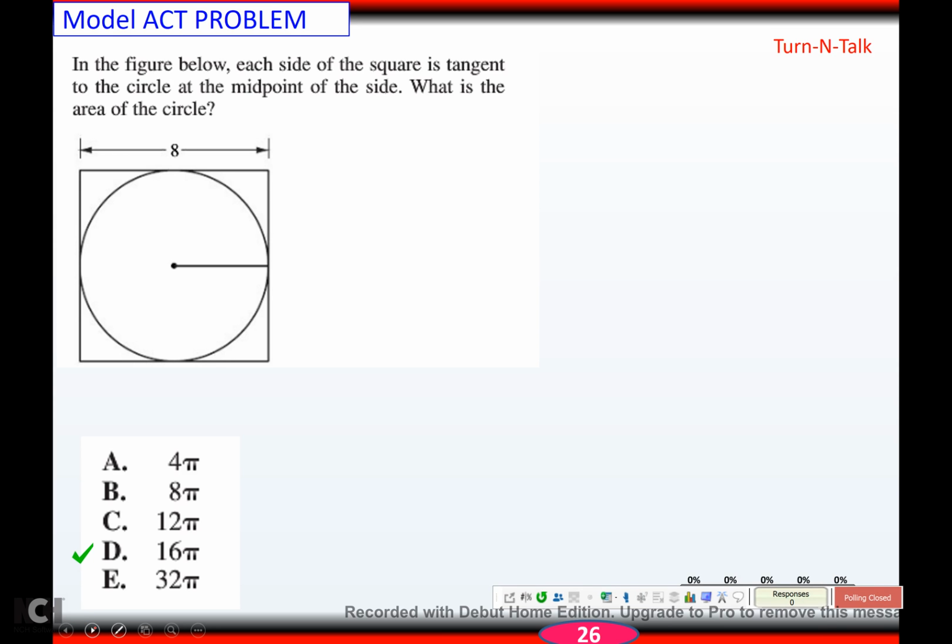Alright, it says in the figure below, each side of the square is tangent to the circle at the midpoint of the side. What is the area of the circle? Well, if from here to here is 8, then here to here is 8, which means here to here is 4. So the radius of my circle is 4. And the area of a circle is pi r squared. So my area is going to be pi times my radius squared, which is going to give me 16 pi.